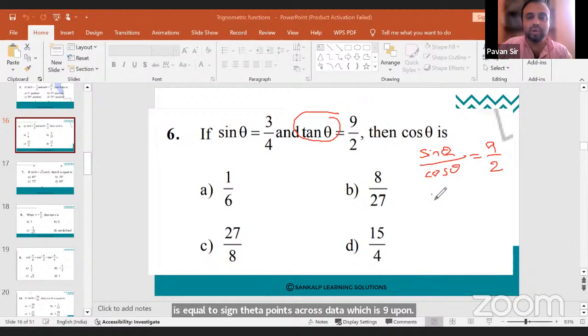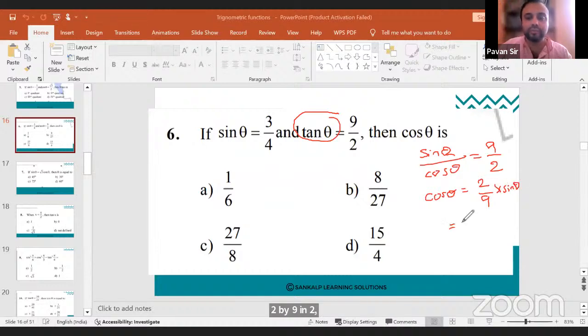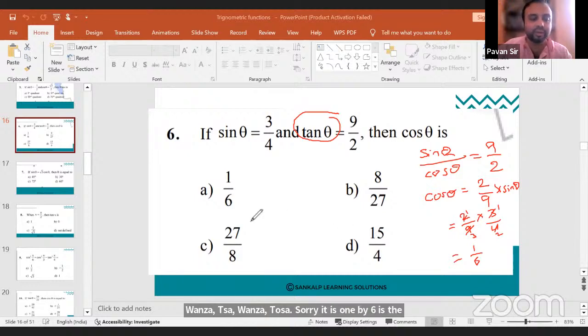Here we don't have the value of cos theta. So what is cos theta? Cos theta is nothing but 2 by 9 into sin theta. So the final answer is 2 by 9 into sin theta value. Sin theta value is given, that is 3 upon 4. Try to solve this. So it is 1 by 6 is the answer for the given question.